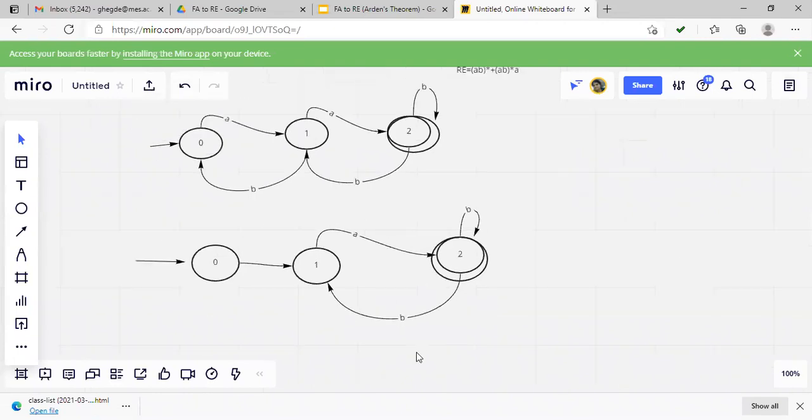First you have to check how many loops you have, students, at state 0. How many loops do you have at 0, state 0? Is there only one loop? No, you have two loops, right? 0, 1, 0 is one loop. 0, 1, 2, 1, 0 is another loop.